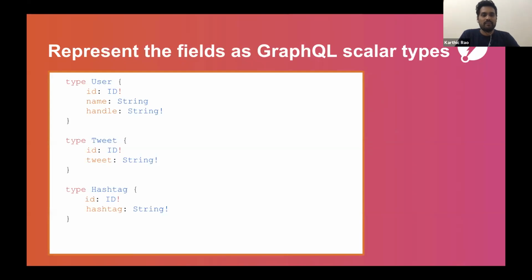So the next step is to represent each one of them as a GraphQL scalar type, as I mentioned earlier. The GraphQL spec offers various data types, and you can see ID and String associated with a couple of fields. It also offers other types like Float, Boolean, and an array, and so on.